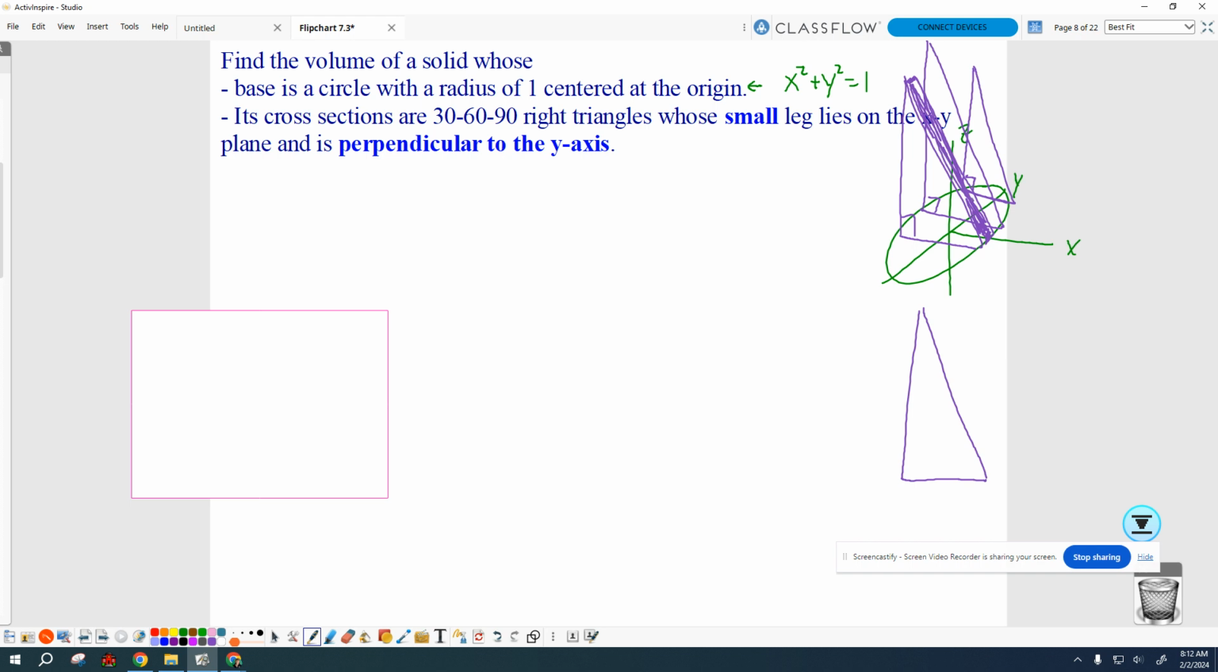Thickness is dy. It's getting confusing. So when it's dy, I need an equation for the right side, which is going to be x equals, and I need an equation for the left side, which is x equals. How do I get that? The square root of 1 minus y squared.